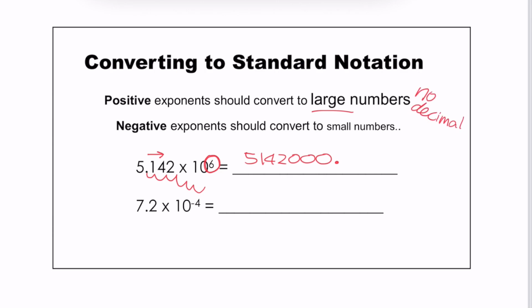We don't put decimals because there's no need, right? Then if we do the next one, this is a negative number, so the number should get smaller, so the decimal is going to move in that direction. 1, 2, 3, 4. So the decimal's here. So that means I'm going to say 0 point, because the decimal is there, 0.0072 is my answer for this one.